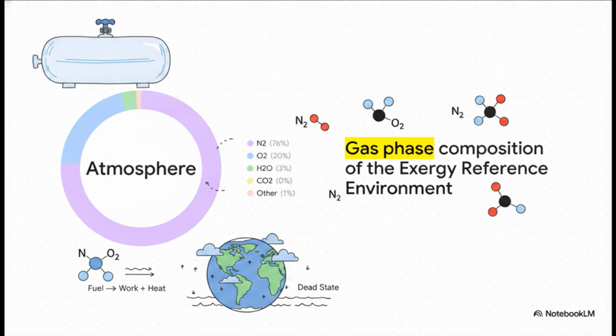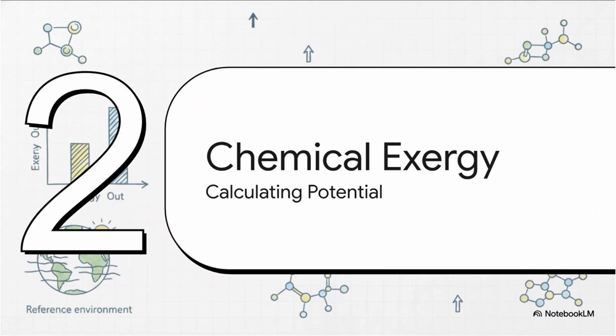This models the environment at standard temperature and pressure, consisting roughly of 75.67% nitrogen, 20.35% oxygen, and a small amount of water vapor and carbon dioxide. This specific makeup is the dead state. The moment a fuel reaches equilibrium with this mixture, its potential to do work drops to zero.